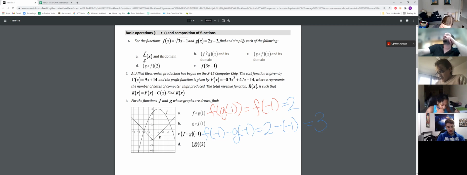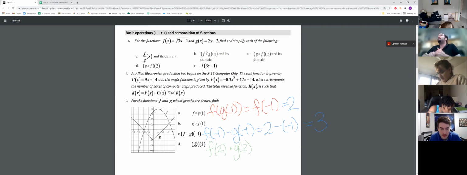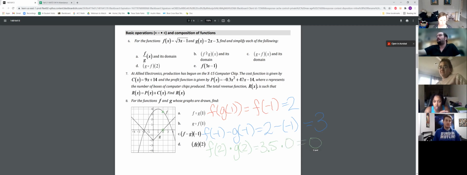Okay. So let's do D. Good, good. So that's a multiplication. So F of 2 times G of 2. Yeah. So let's look at our graph. What's F of 2? Is it 3.5? Looks like 3.5 to me. It almost looks like 3.4 to me, but it's close enough, right? 3.5 times, what's G of 2? And 0. Yeah, that one's 0. So we're just going to get 0.